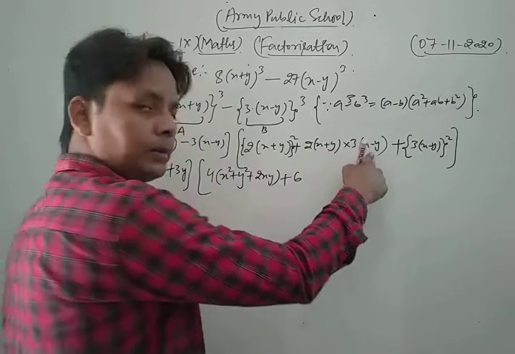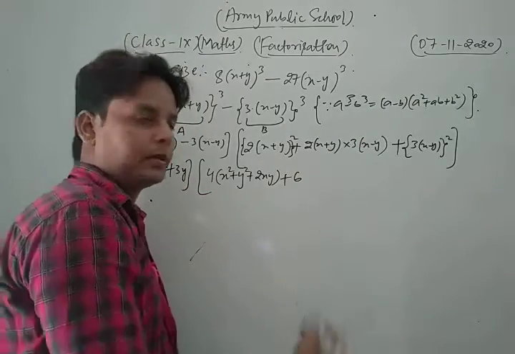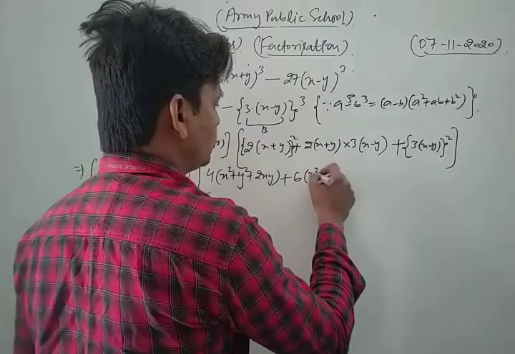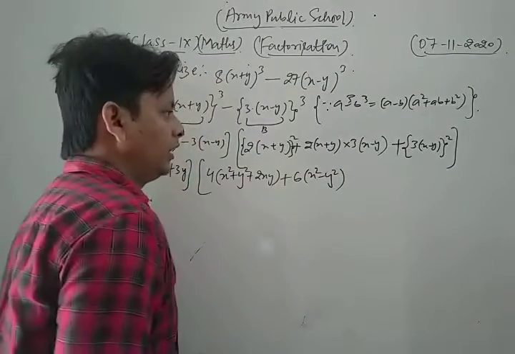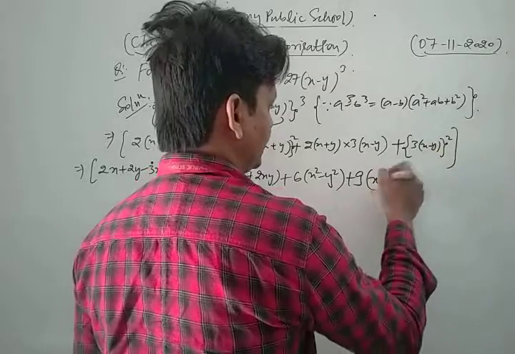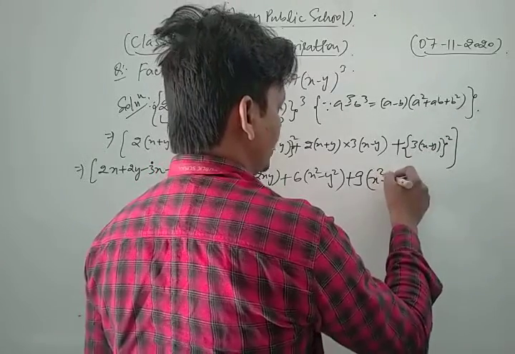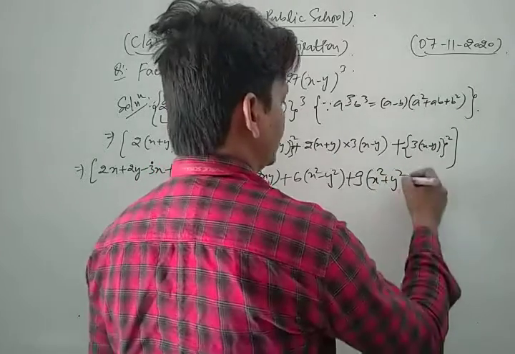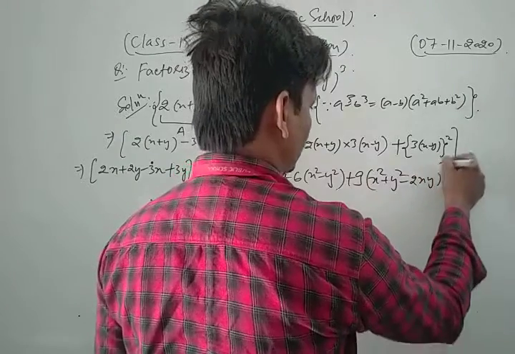This is (a plus b) into (a minus b), so we can write a square minus b square. Now plus 3 is 9. Now in the next bracket, this is (a minus b) whole square: a square plus b square minus 2ab, which means minus 2xy.